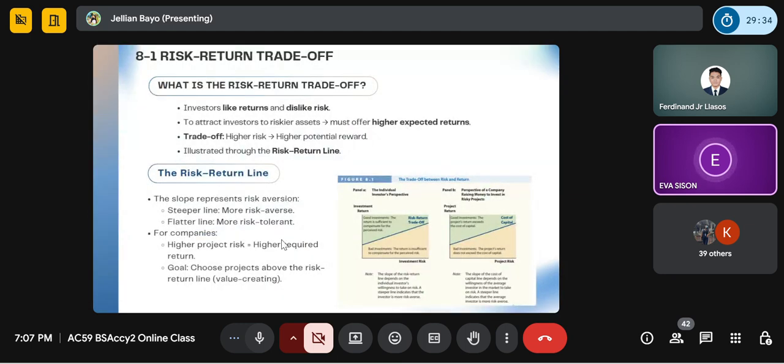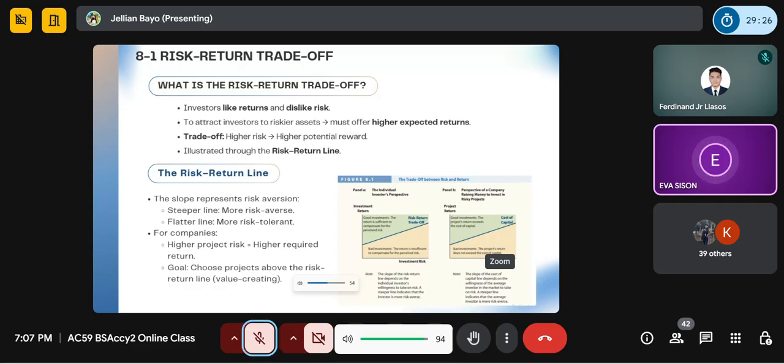balance the possibility of losing money with the chance of earning profit. So let's start by understanding what this trade-off means. The risk-return trade-off means that to earn a higher return, an investor must be willing to take on more risk. For example, a government bond is low risk but gives a small return, while stocks are riskier but can earn a higher profit.